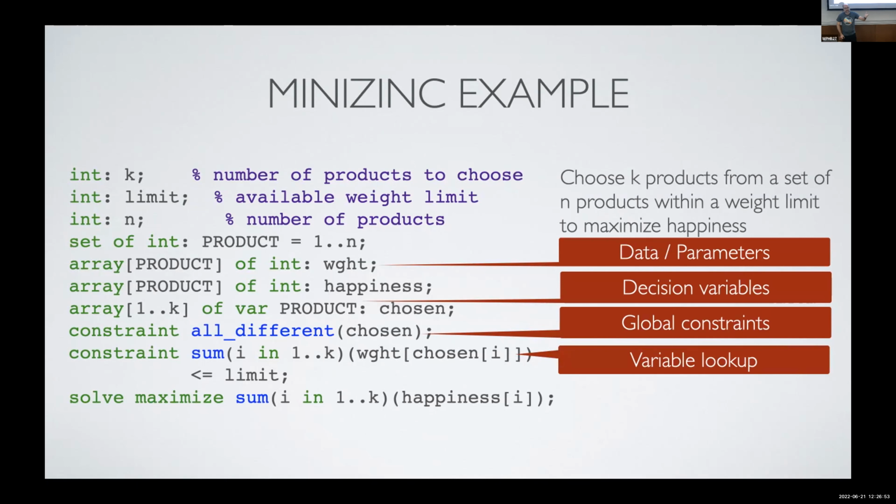We're using that variable to index into an array. That's the element constraint in the constraint programming framework, but we can also map that into a mixed integer formulation or a set formulation. Then we have an objective function at the end. So this model works. You can type it into MiniZinc, feed in some data, run it, and it'll give you a solution.